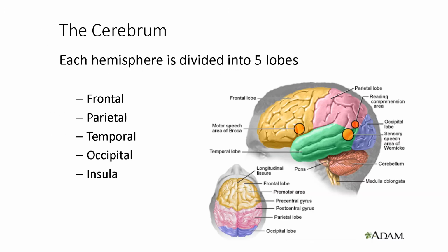The cerebral hemisphere is divided into 5 different lobes. You have the frontal lobe, the parietal lobe, the temporal lobe, the occipital lobe, and the insula. Let's take a look at each of them and their functions.